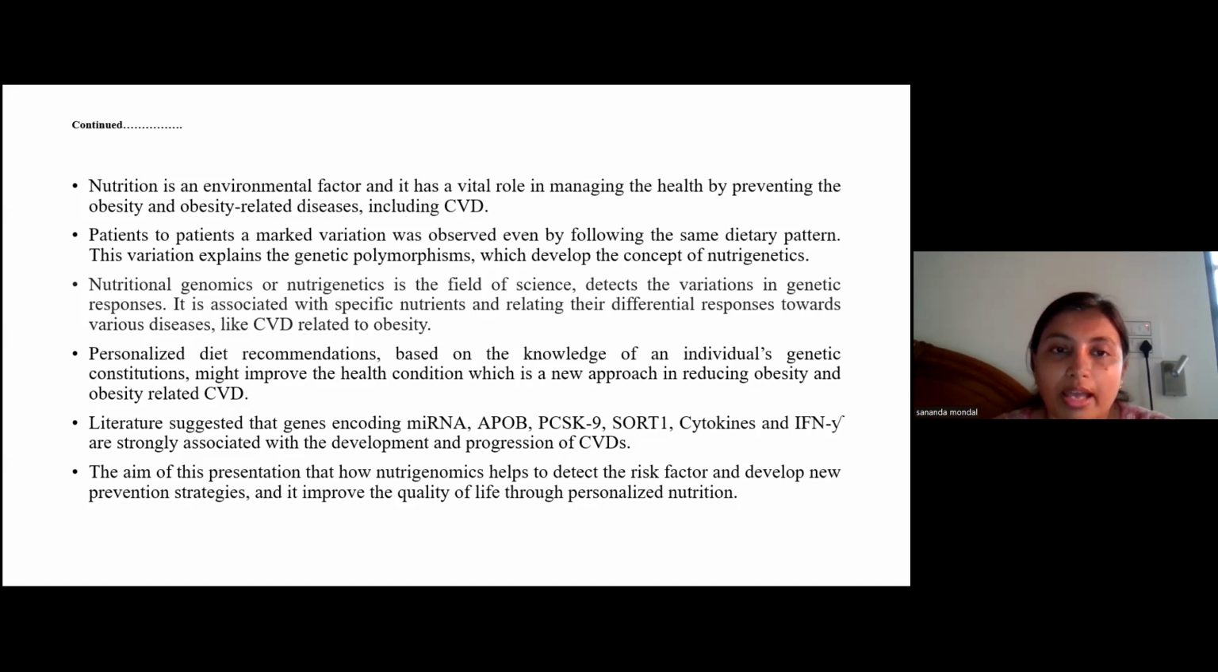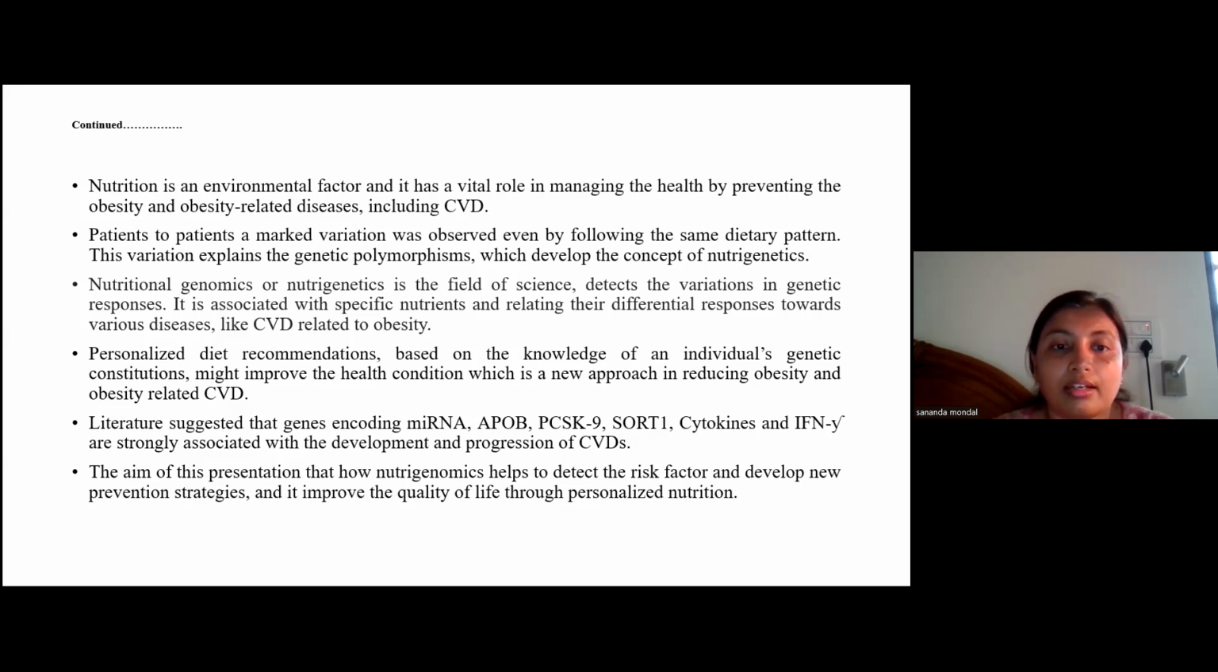Nutritional genomics and nutrigenetics is a field of science which detects the variation in genetic responses. It is associated with specific nutrients and relates their differential responses towards various diseases like cardiovascular diseases, which are also related with obesity. Personalized diet recommendations based on the knowledge of an individual's genetic constitution might improve health condition, which is a new approach in reducing obesity as well as obesity-related cardiovascular diseases.